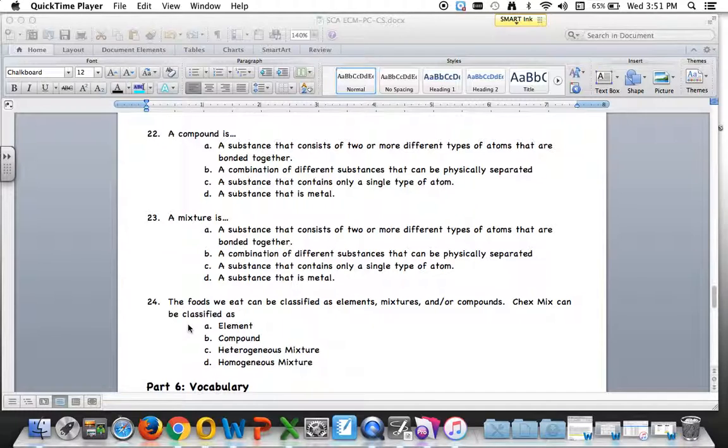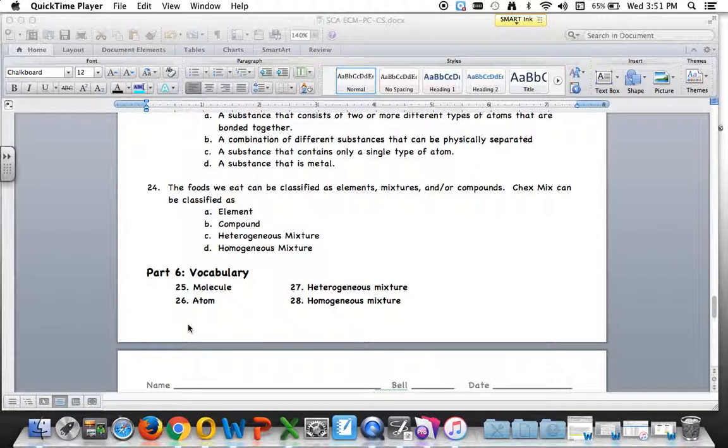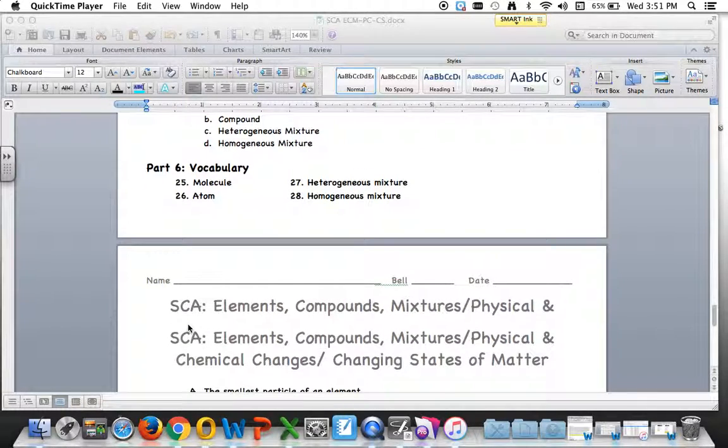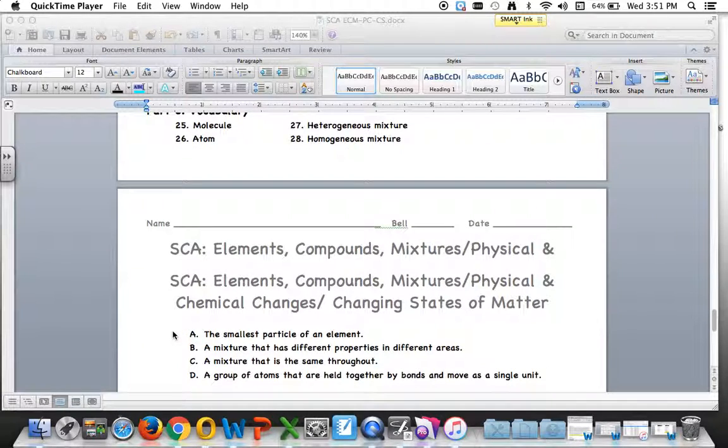Part 6, Vocabulary. The words are 25, molecule, 26, atom, 27, heterogeneous mixture, 28, homogeneous mixture. A, the smallest particle of an element. B, the mixture that has different properties in different areas. C, a mixture that is the same throughout. D, a group of atoms that are held together by bonds and move as a single unit.